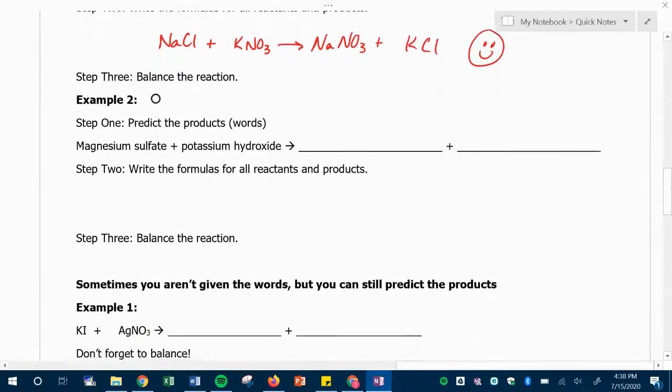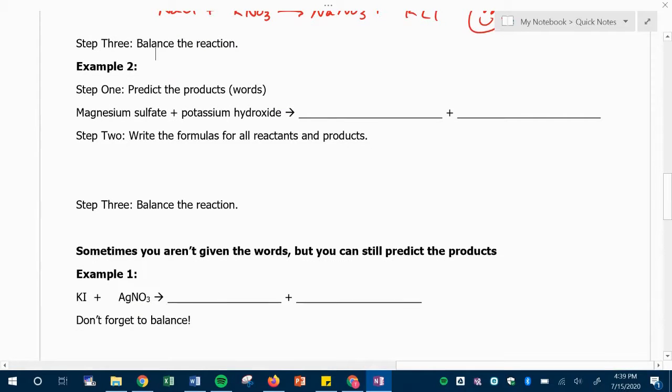Then our next one, example 2 here, we have magnesium sulfate and potassium hydroxide. So remember, our magnesium and potassium are going to switch spots. That means our first product would be magnesium hydroxide. And then our second product would be potassium sulfate. All right, now we have both of these made.